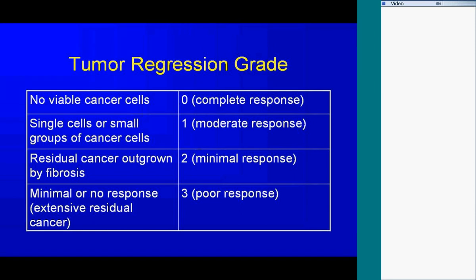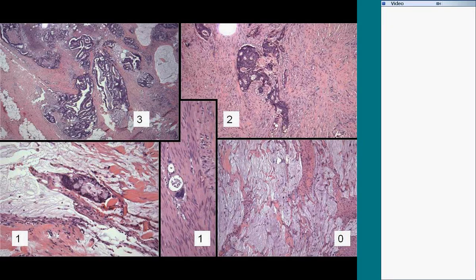And basically, if there are no viable cancer cells, that is given a regression grade of 0. If they're single cells or small groups of cancer cells, that's considered moderate response. If there's some residual cancer, but mostly fibrosis, but more than single cells or small groups of cancer cells, minimal response. And a poor response, or grade 3, would be when you really can't tell that the tumor has had treatment. And here are some examples of those tumor regression grades.